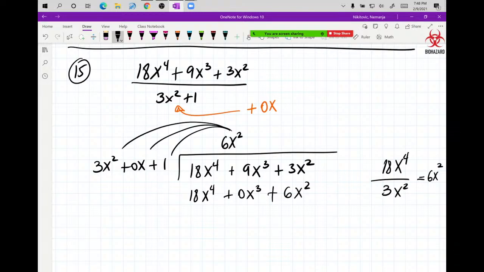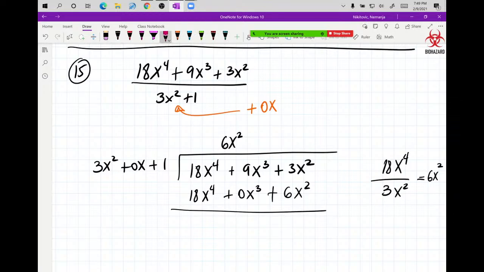Without this one, right, you would just have this term and this term to write, and if you don't line it up, you might miss the addition. You would just say, oh, not like terms, but it can add here. So you have to be careful, right, a little bit with the lining up these terms. And now we subtract. The first term will cancel because 18 minus 18, right? And over here you have 9 minus 0, that's 9x cubed. And now you have minus 3x squared, because 3 minus 6 is negative 3.